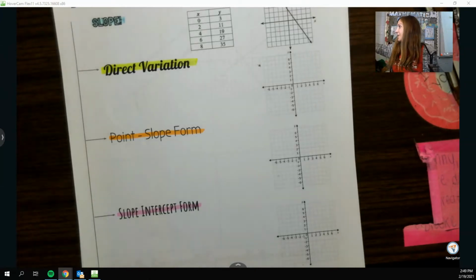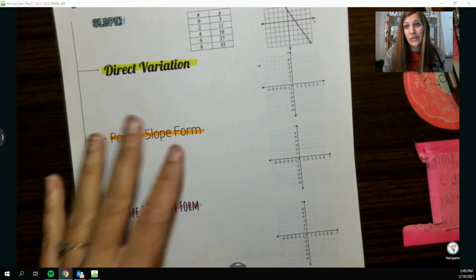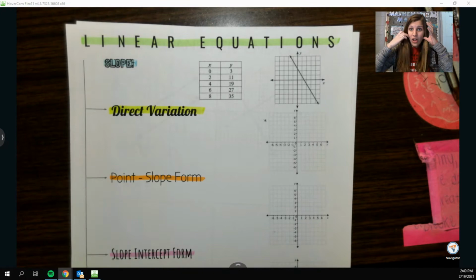All right, guys, here we go. We're about to do this crash course, linear functions, all the things for this chapter.